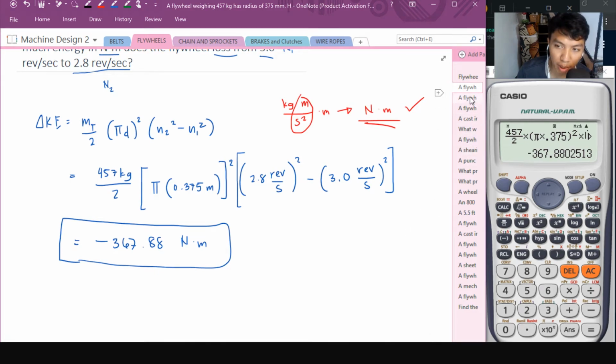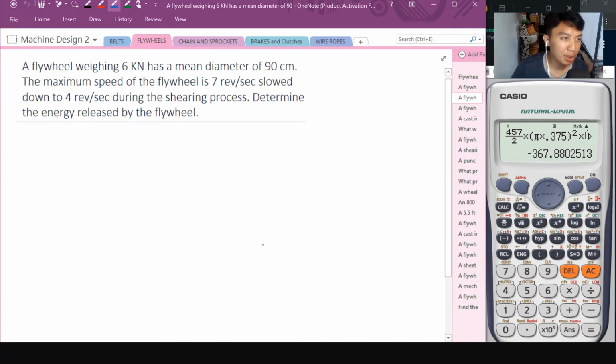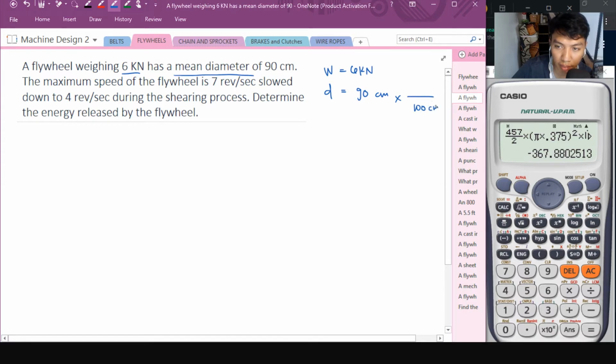Okay, next problem. A flywheel is weighing 6 kilonewtons. So, meron na tayong weight dyan. 6 kilonewton. Has a mean diameter of 90 cm. So, the mean diameter there is 90 cm. Convert na natin ng meter. So, 100 cm, 1 meter. So, that is 0.9 meters.